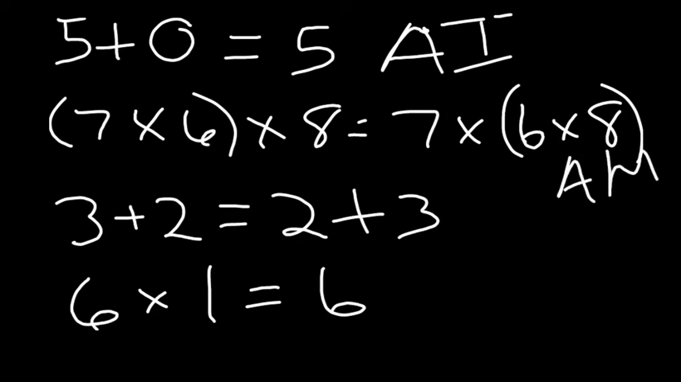The third one, you ought to be getting really good. The numbers switched. Commutative of addition, because they're adding. 6 times 1 equals 6. What do you think? Identity? Multiplying? Multiplicative identity.